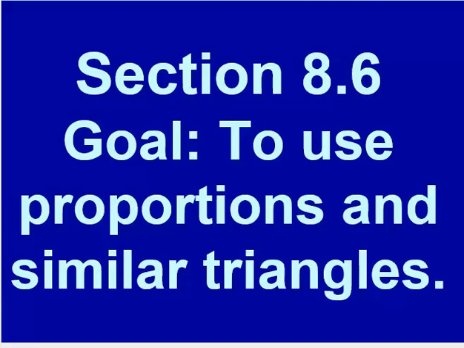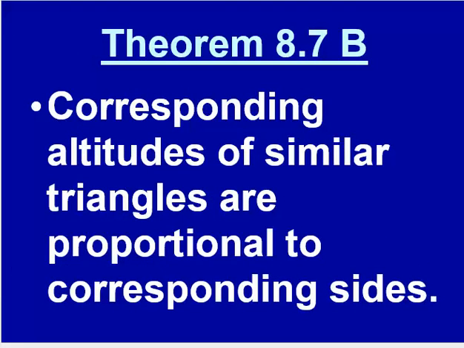In section 8.6, this is our last new section from chapter 8, unit 9, we're going to use proportions and similar triangles to solve some problems. Theorem 8.7b says that corresponding altitudes of similar triangles are proportional to the corresponding sides. Now remember that altitudes go from a vertex to the opposite side at 90 degrees. It's like a height of the triangle. So if we have corresponding altitudes of similar triangles, we can put those in a proportion with corresponding sides.